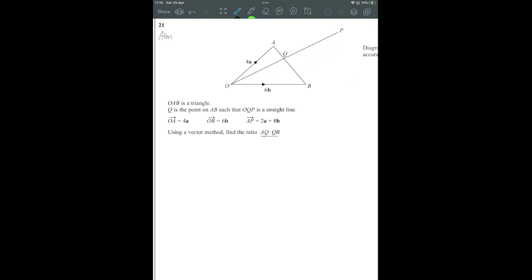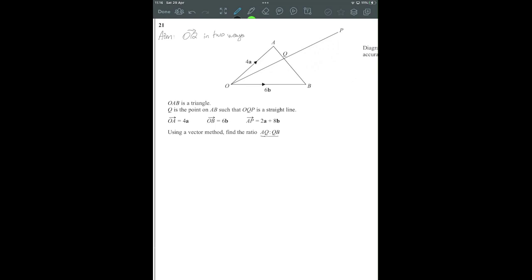So our aim is to find O to Q in two ways. And if we can find how to get from O to Q in two different ways, well, those two different ways have to be the same, and then we're actually solving some simultaneous equations.